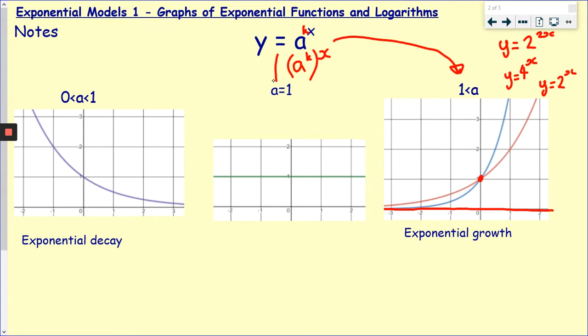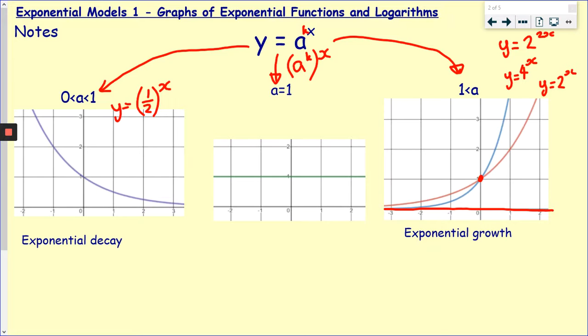If a is equal to 1, then we've just got 1 to the power something, which is always 1, so we get this green straight line. And if a is less than 1 but bigger than 0, then instead of increasing, we're going to get something that decreases. In this case, this is y equals a half to the power x, 0.5, which is a reflection in the y-axis of y equals 2 to the x.